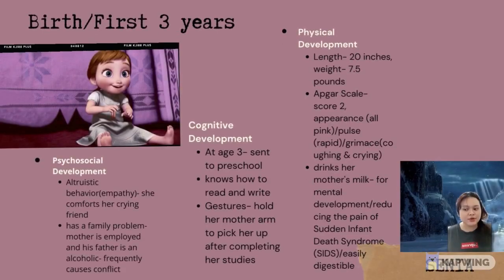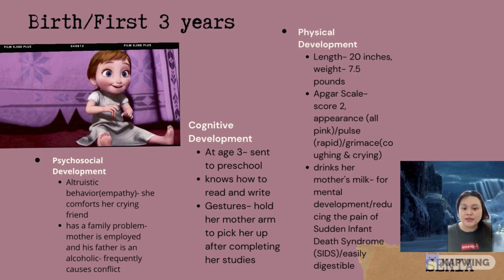The second stage is birth and the first 3 years. Anna's physical attributes include a height of 20 inches and a weight of 7.5 pounds. She received a score of 2 on the Apgar scale because she has a pink appearance and a rapid pulse, and is always cautious and crying. Anna consumed her mother's milk for her cognitive performance, to reduce the risk of sudden infant death syndrome, SIDS, and because it is more easily digested.